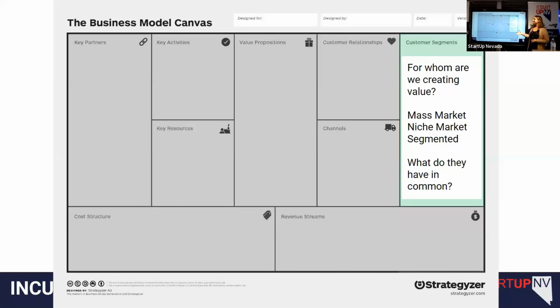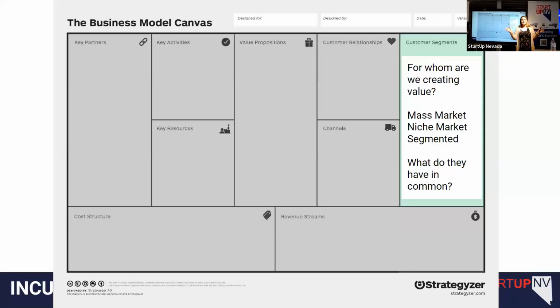So the first thing that we start with is our customer segment. For whom are we creating value? Is it a mass market, niche market? And what do they have in common? So think about this, write this down. Who are your customers? The answer is automatically wrong if it's just an age bracket, or it's everybody, or it has the word all in it. It's not your customer. Get as extremely specific as you can be.